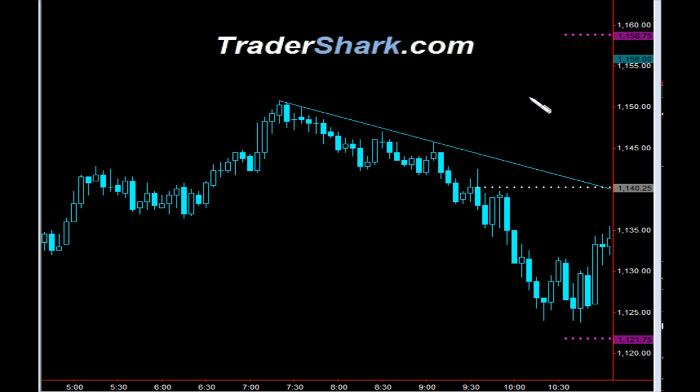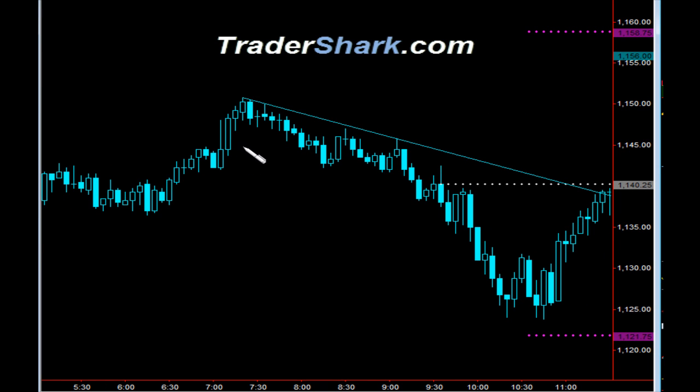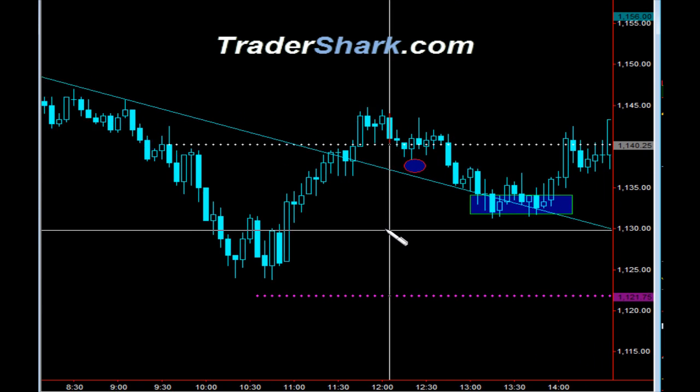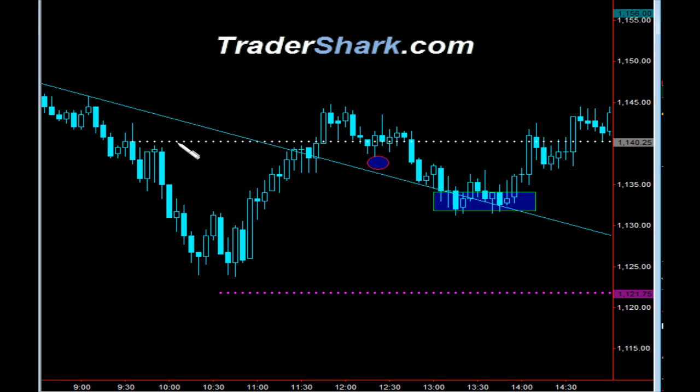I'm showing here a 5-minute chart and wanted to show how we had drawn a resistance line beginning at around 7:15 this morning. Then as the price opened up at around 1140.25, we saw this come into play after a nice clean bounce. I think the low of the day was right there at around 1123.75. Broke up through opening price, tested opening price, sideways consolidation.